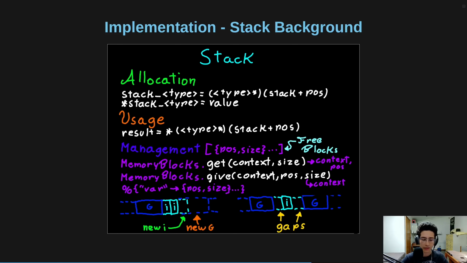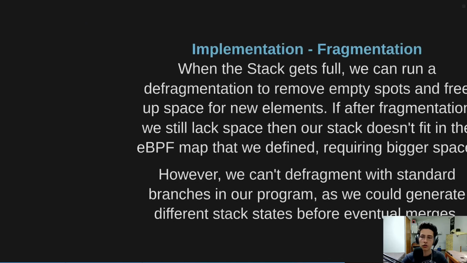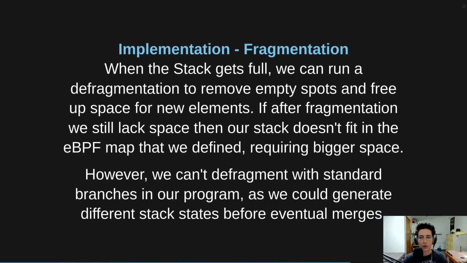At the bottom, you can see that whenever we are declaring new variables, they can pick up different sizes, and we can also have gaps. Sometimes, when the stack gets full, we can run a defragmentation to remove empty spots and free up space for new elements. If after the defragmentation we still lack space, then our stack does not fit in the eBPF map that we defined, requiring bigger space. However, we can't defragment with standard branches in our program, as we could generate different stack states before eventual merges.